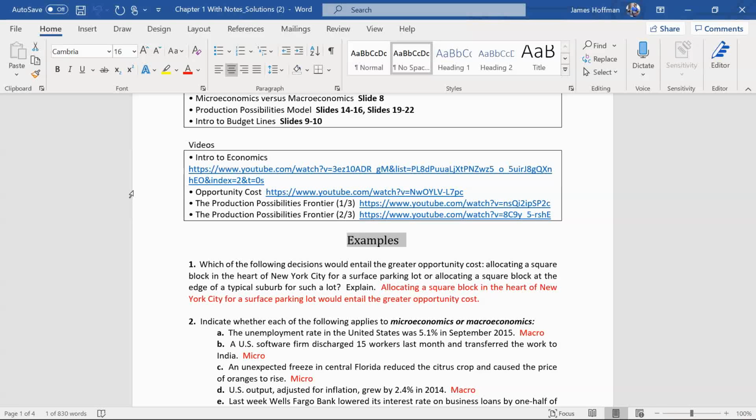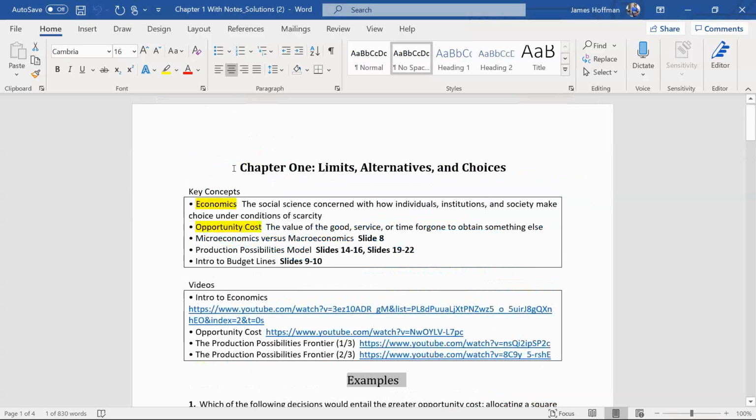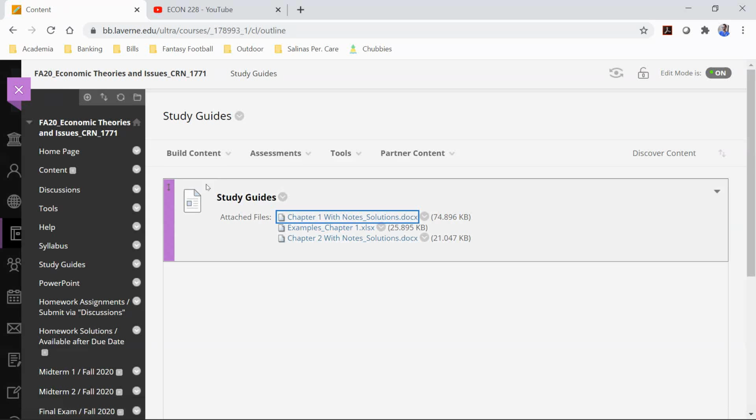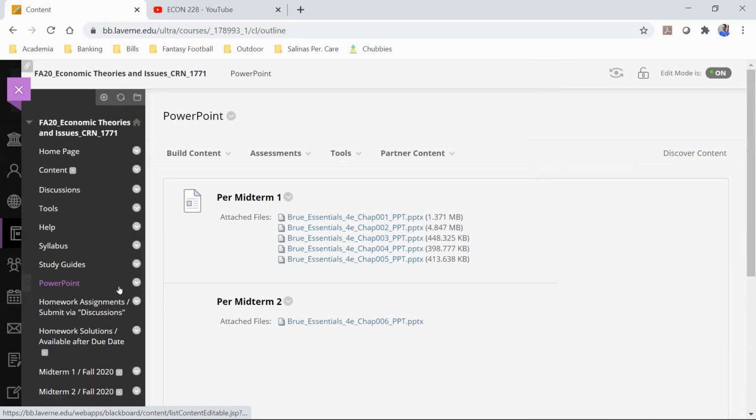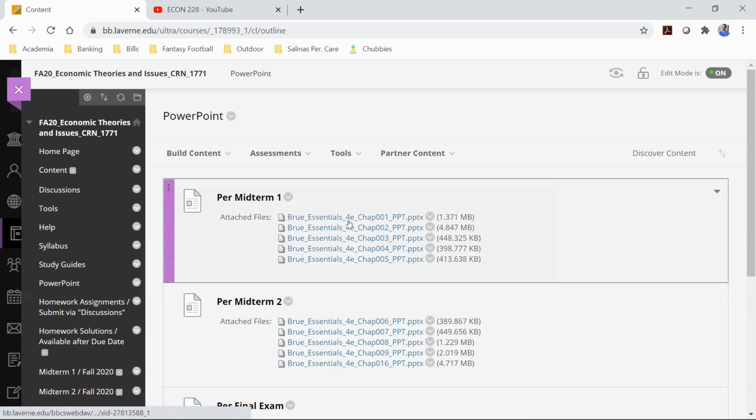Okay, so we'll go through the chapter 1 study guide first, and let me also open up the PowerPoint for chapter 1 because we'll go back and forth between the two. Under the PowerPoint section, you can open up the chapter 1 PowerPoint.